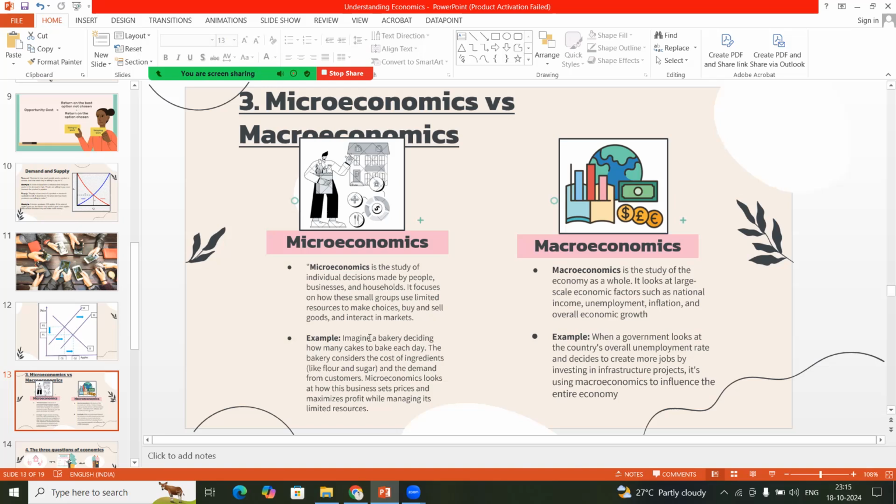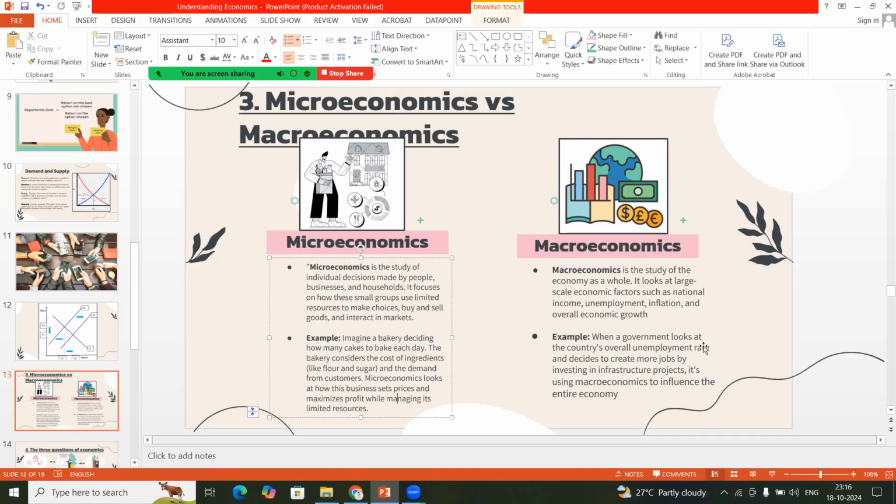For example, imagine a bakery deciding how many cakes to bake each day. The bakery considers the cost of ingredients like flour and sugar and the demand from customers. Microeconomics looks at how this business sets price and maximizes profit while managing its limited resources. That is how the business will set the price and maximize profit while managing the limited resources.